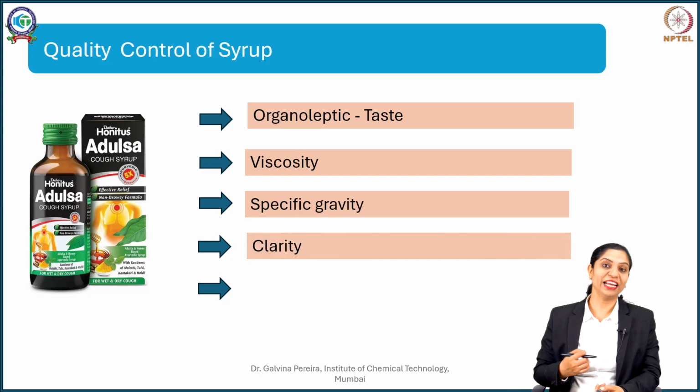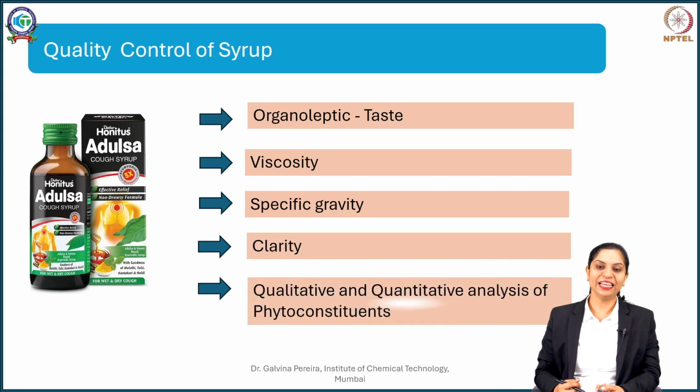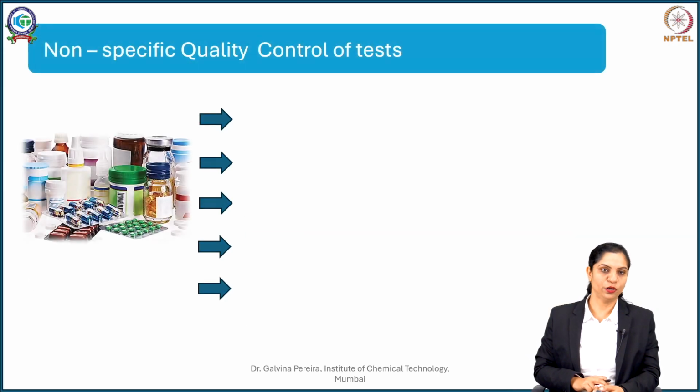Clarity, so that all the extract gets dispersed, and then quantitative analysis: are the compounds really there in your formulation or not? So you can do it by phytochemical test to see if they are present or absent, or you can do it by HPLC to see how much of that compound is present. Irrespective of all of this, with regards to the previous formulations, you still need to do general quality control methods.